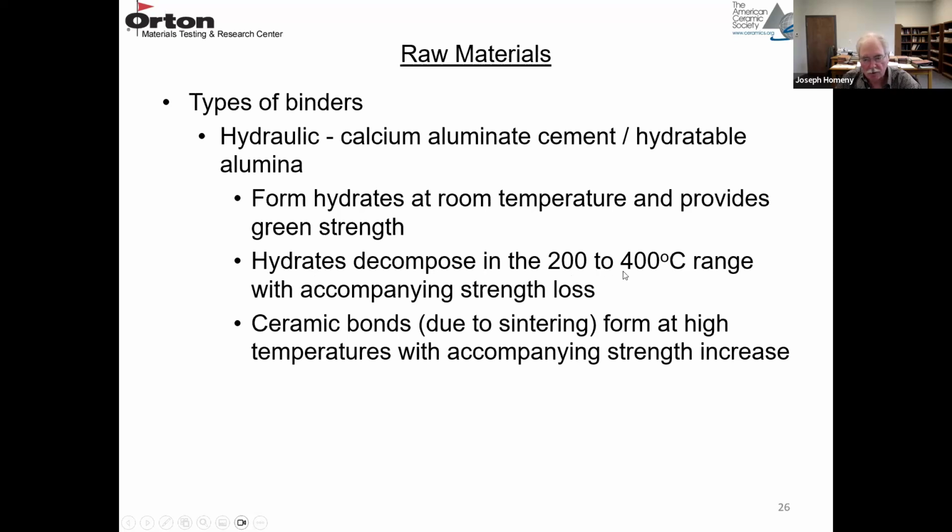So generally around 200 to 400 degrees C range, the hydration products, whether it's a cement or hydratable alumina, are going to decompose. As soon as they decompose, you're going to lose your green strength. So there's a strength loss, there's a porosity increase. Then eventually, as you go up in temperature, you're going to form ceramic bonds, whether it's solid state or liquid phase sintering. And these occur at higher temperatures. And as soon as the sintering takes place, the strength is going to increase again.